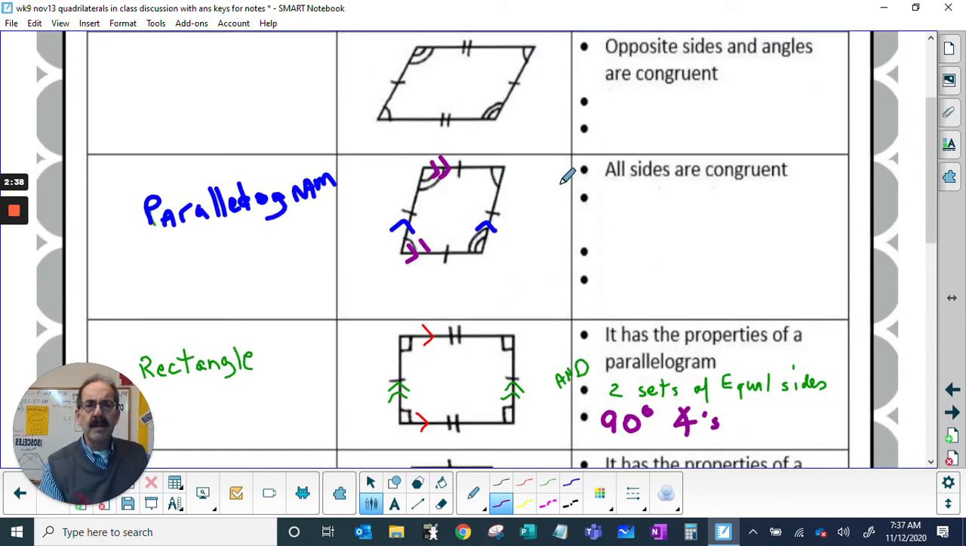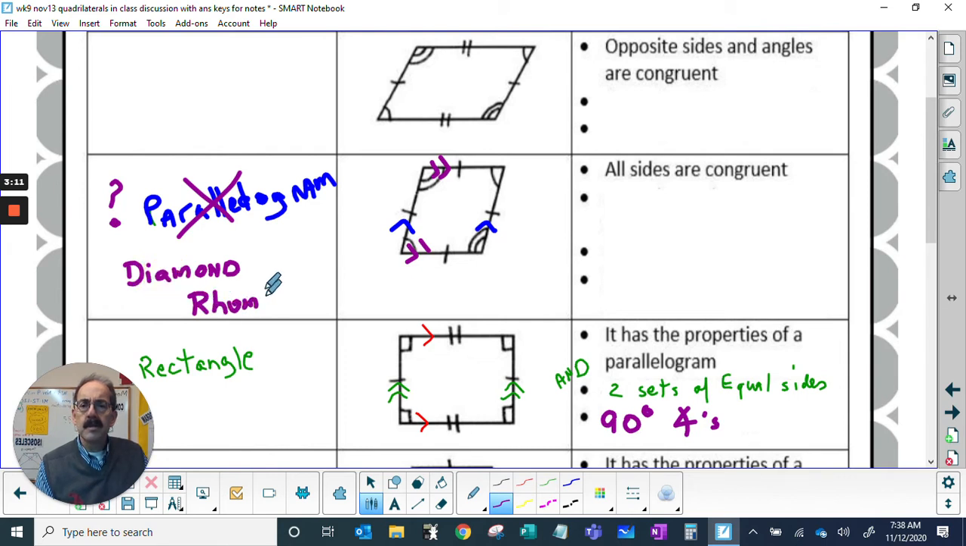A parallelogram. Parallelogram. All the sides are congruent? More than that, isn't it? All the sides are congruent. Parallel, parallel, parallel, parallel. This is more like a diamond, isn't it? You guys remember the name of a diamond, the formal name? Rhombus. Okay, so then that's kind of where we finished class today, was what makes a rhombus, right?